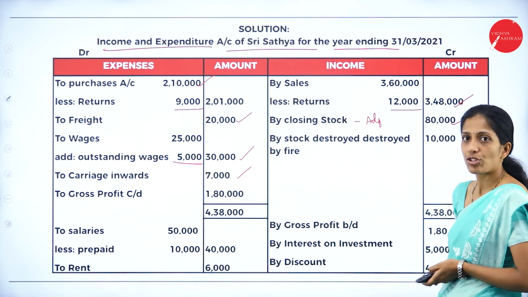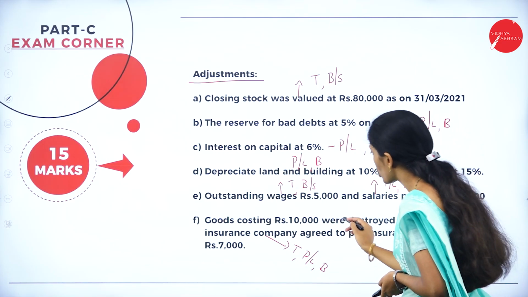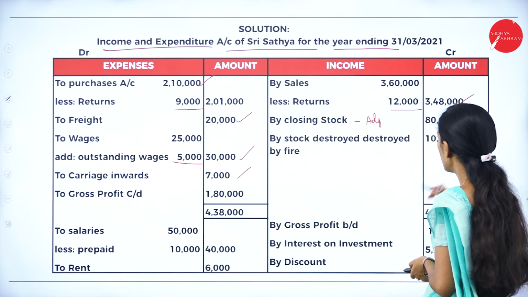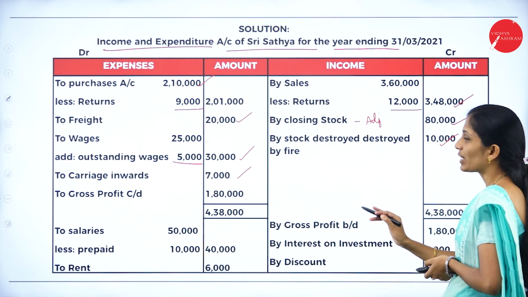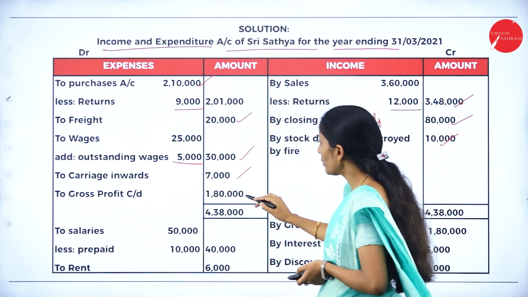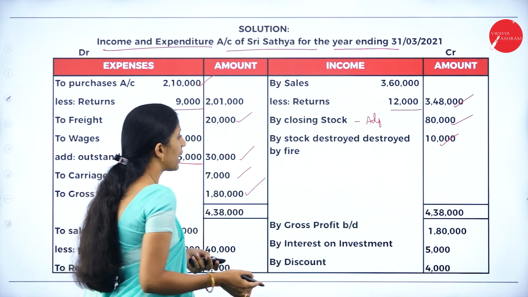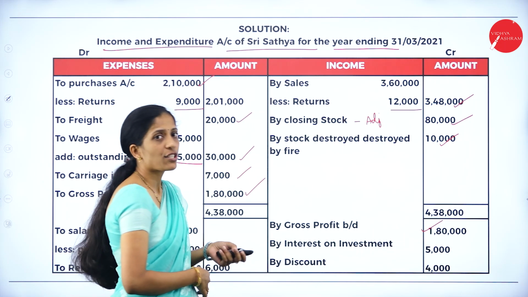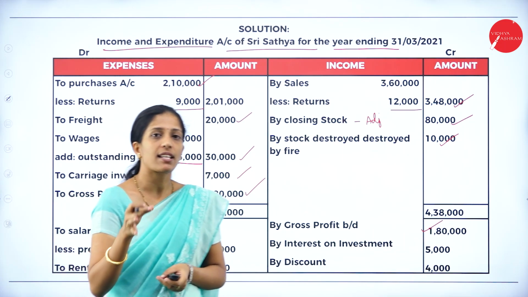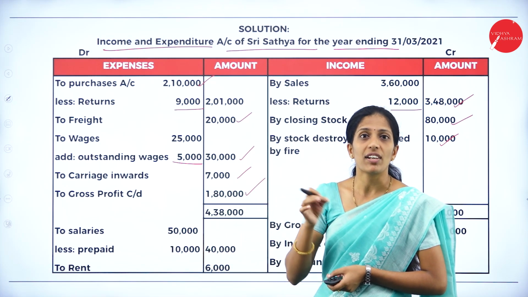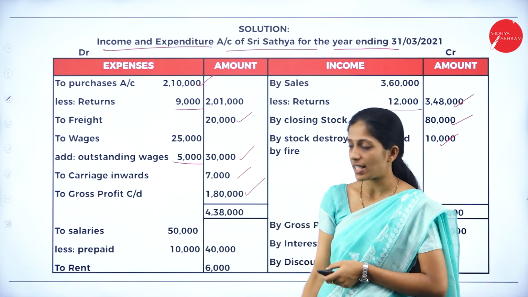Next, by stock destroyed by fire. What is the worth of stock destroyed? 10,000. So this you have to take in your trading account. Next, balance both the sides. Balancing figure will be gross profit. So once you get the gross profit, bring down that gross profit here. Next, you will record all the indirect expenses in the debit side and indirect income in the credit side. Wherever there is adjustment, you have to make those adjustments.